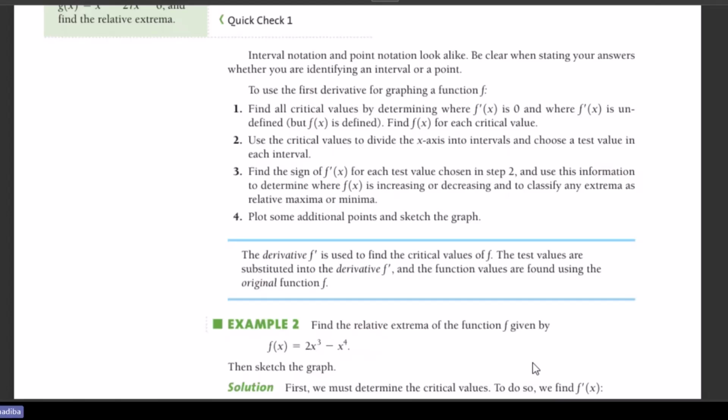Between Puti and Lerato, yes, thank you, Lesedi. Lesedi has calculated the first derivative and found it to be 6x squared minus 4x cubed, which I agree with. Then the next thing is to put 6x squared minus 4x cubed equal to 0. My question is, what are the critical values that you got?